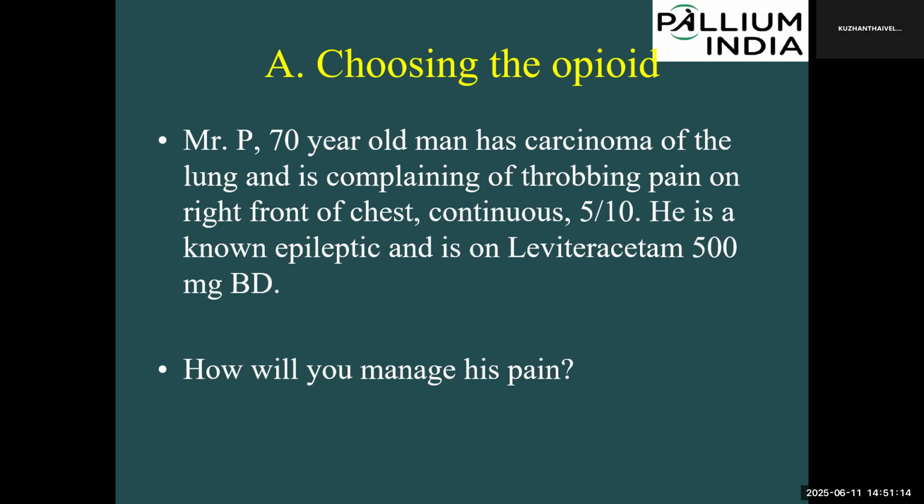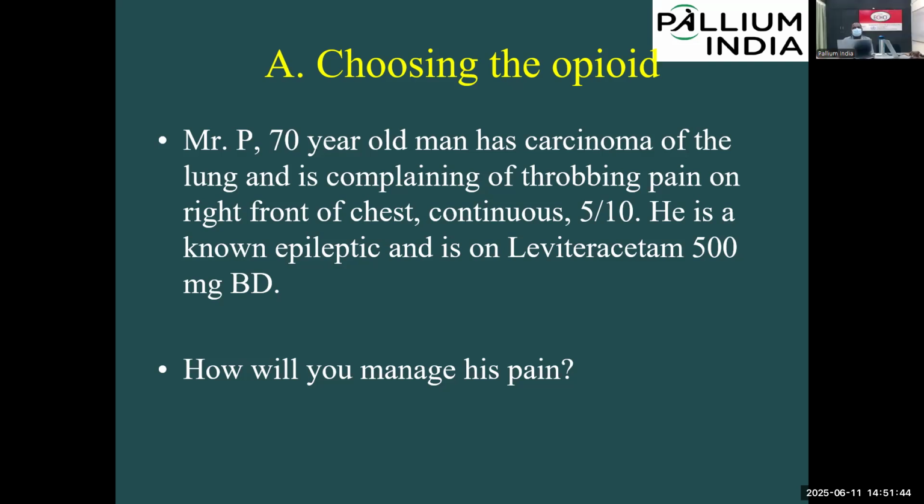So which weak opioid, sir? Tramadol can be tried, sir. Tramadol. Yeah. Okay. Anybody else has any difference in opinion? Codeine. Why codeine? It is a mild opioid. Yeah, tramadol is also a weak opioid. Codeine is another weak opioid. Acetaminophen. Acetaminophen is a non-opioid, isn't it?